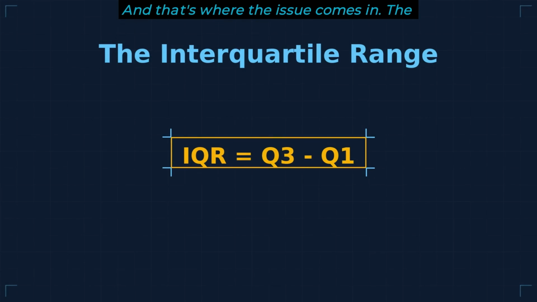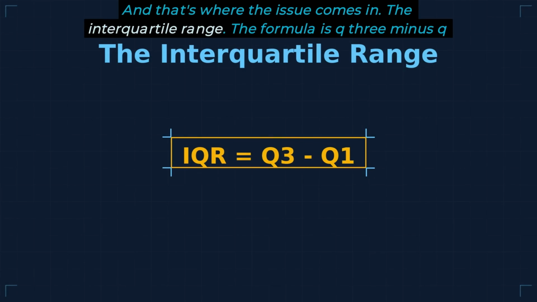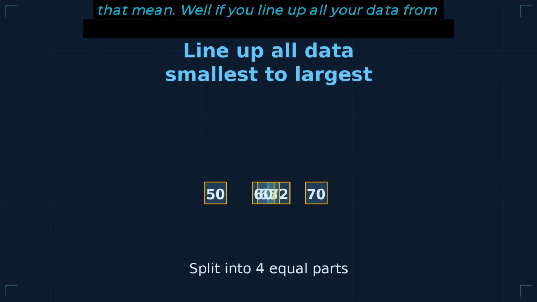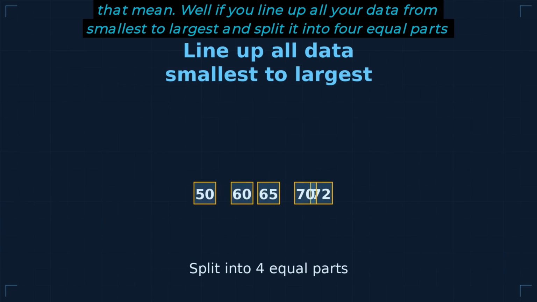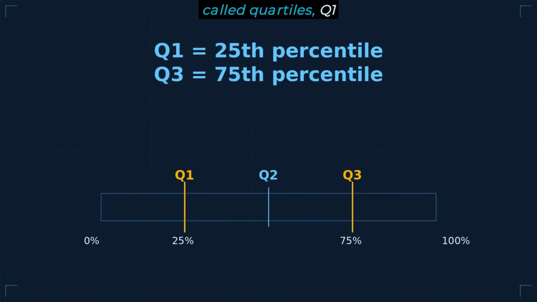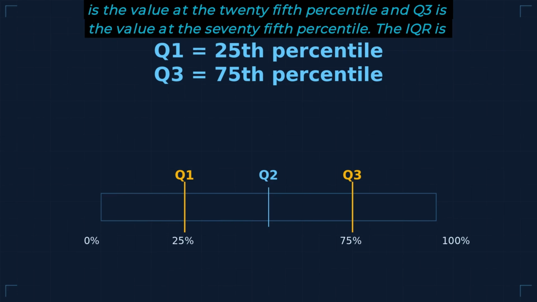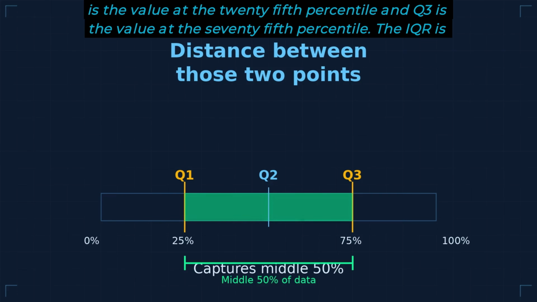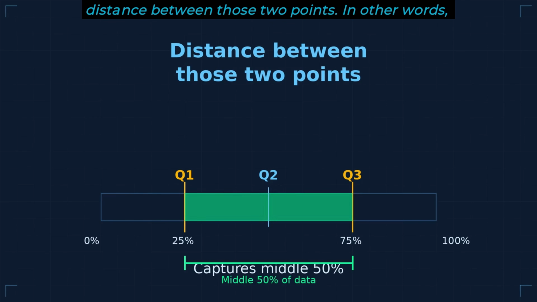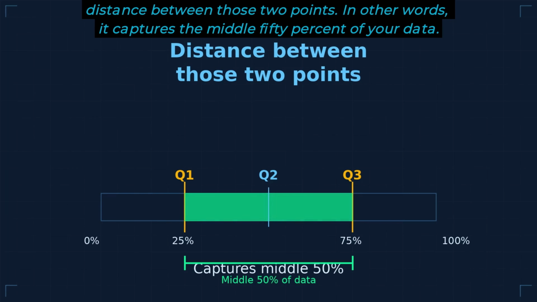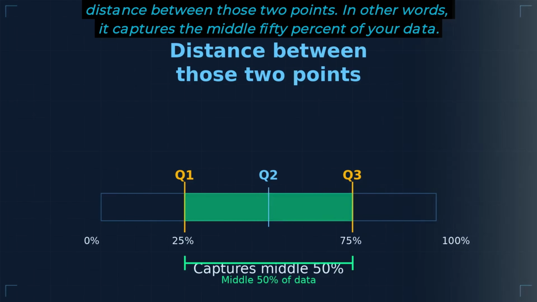And that's where the IQR comes in. The interquartile range. The formula is Q3 minus Q1. Now what does that mean? Well, if you line up all your data from smallest to largest and split it into 4 equal parts called quartiles, Q1 is the value at the 25th percentile and Q3 is the value at the 75th percentile. The IQR is the distance between those 2 points. In other words, it captures the middle 50% of your data.